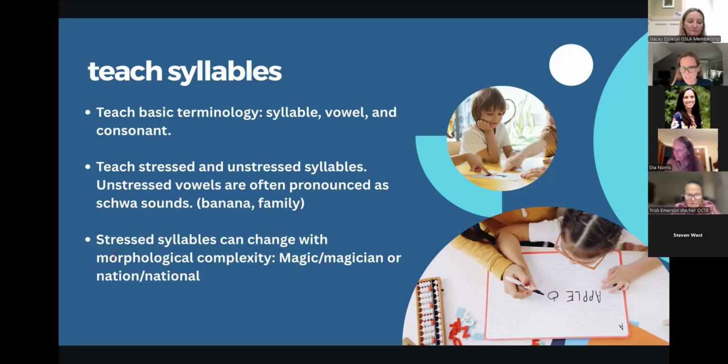So even understanding that can help a student decode and find, oh, I know that word, right? This word is not magician, right? It's the word magic, but it sounds different. Nation, national. Nation has a long A. National has a short A sound, right? So pointing these things out can help.